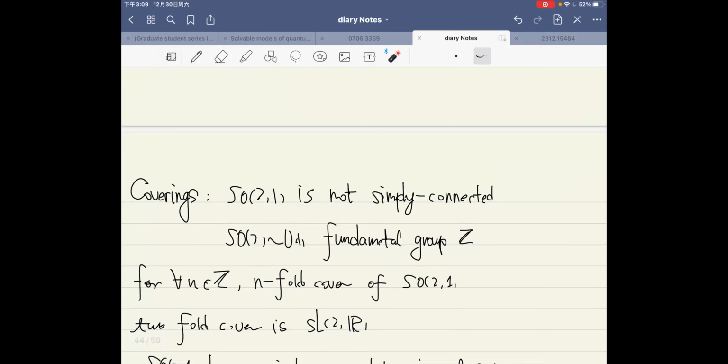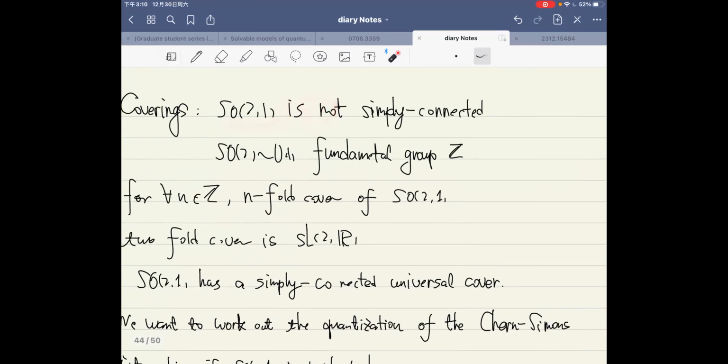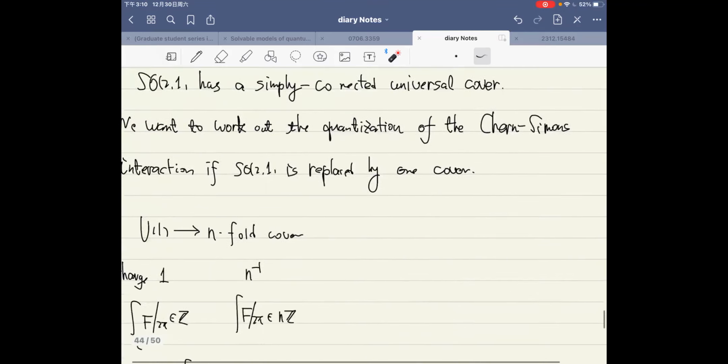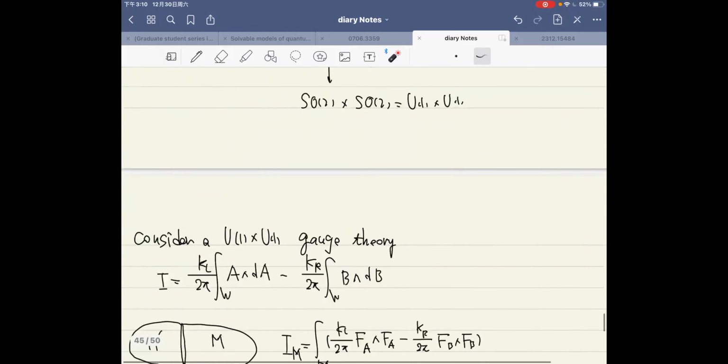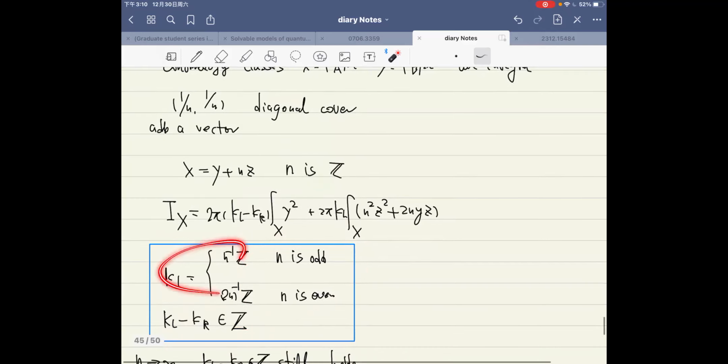In the case of SO(2,1) times SO(2,1), you can choose the diagonal cover. Then you will obtain what? You will obtain some beautiful condition here. And it is important to note that for the universal cover, we take n equal to infinity. So this constraint doesn't work, but we still have that the difference between k and k tilde is to be an integer. This is something that always holds. Okay.